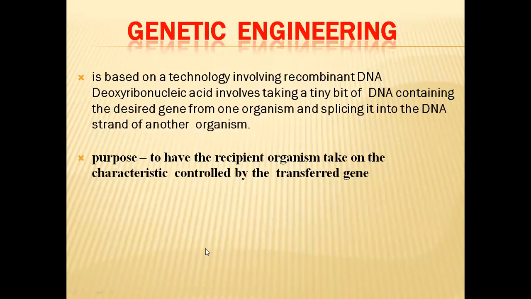And in genetic engineering also, with the help of rDNA technology, we are able to produce different genetically modified organisms. Several genetically modified organisms have been developed in livestock also. The purpose of these genetic engineering methods is to have a recipient organism take on the characteristic controlled by the transferred gene. So far, not a very good number of genetically modified organisms have been produced in the case of livestock, but in other organisms they have been produced in a large number of instances. In future, we can expect this genetic engineering method to help a lot in the improvement of livestock health.